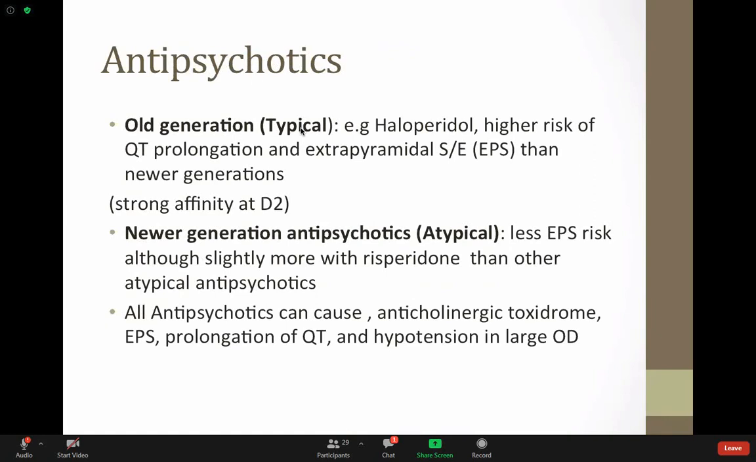Okay, the antipsychotics, they don't act on serotonin usually. Some of them may have serotonergic effect, but the most important is they block dopamine, okay? There are two types of antipsychotics, the old typical antipsychotics and the new atypical antipsychotics. The old typical, the best example is haloperidol. They cause a lot of extrapyramidal side effects.